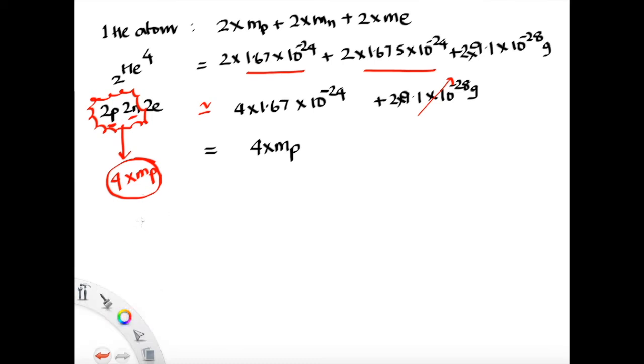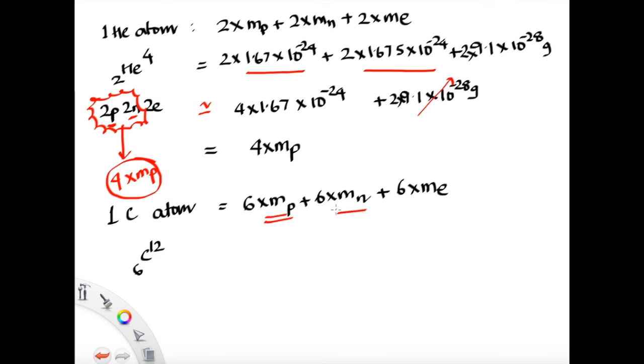Let's take another example. If I ask you to find out the mass of, say, one carbon atom, will you be able to do it? Carbon has an atomic number of 6 and a mass number of 12. So this means it has 6 protons and 6 neutrons and 6 electrons present in it, right?